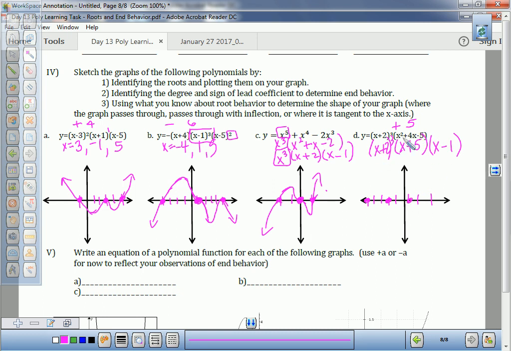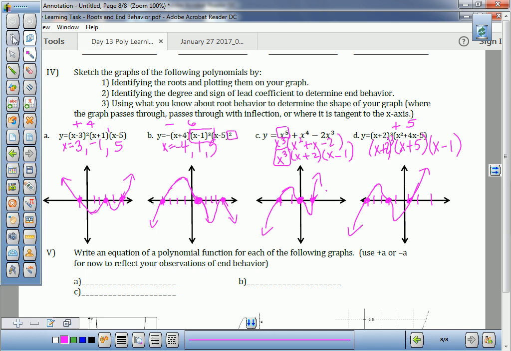Okay, so we're going to start over here at -5. We're going to think about the end behavior. It's got to fall to the left and rise to the right because it's positive and odd. We're going to pass right through at -5. We're also going to pass at -2, but because of the odd multiplicity of the root, we're going to pass with an inflection. It changes from its concavity there. And then at +1, we're just going to pass right through.